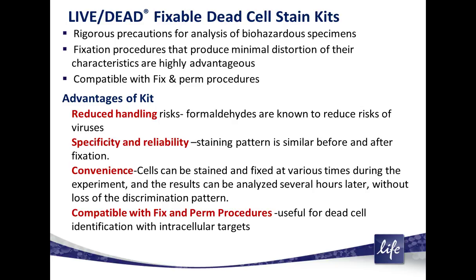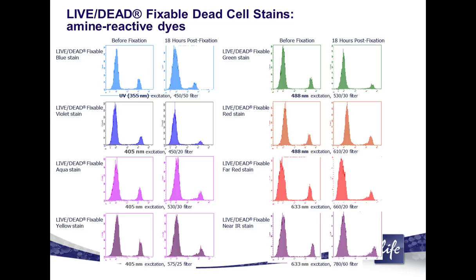The live dead fixable dead cell stains have several advantages. Reduced handling. Formaldehydes are known to reduce risks of viruses. The staining pattern is similar before and after fixation. The cells can be stained and fixed, and then at various times after that, the experiment can be run, including several hours later, without loss of the discrimination pattern. And this is completely compatible with fix and perm procedures.